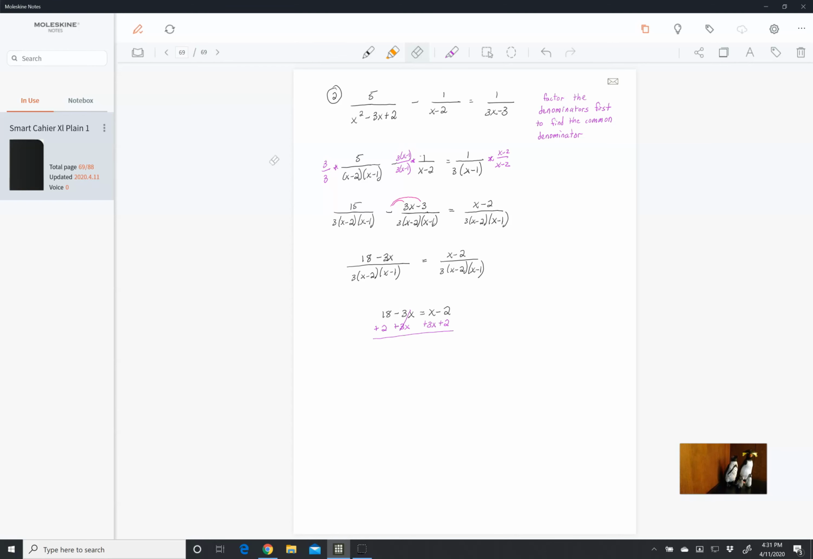The 3x's cancel on the left, the 2's cancel on the right. And we're left with 20 is equal to 4x. We're going to divide both sides by 4.